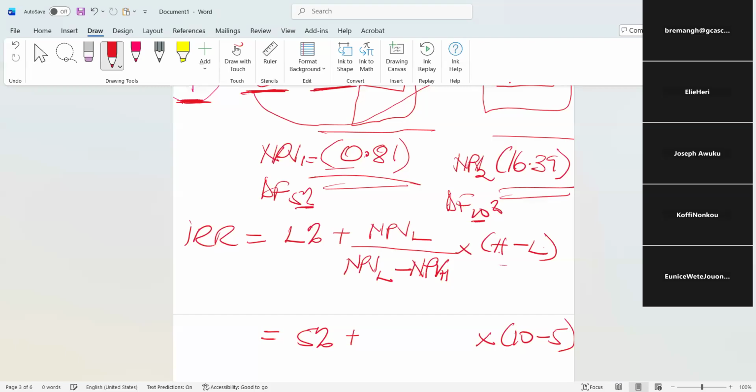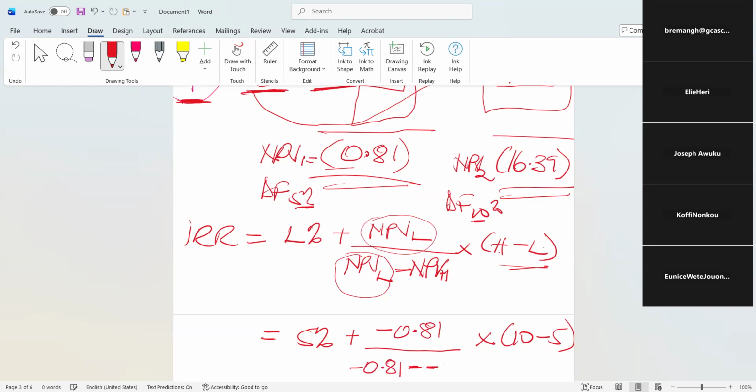I'm doing this side, then I'm going to do what is in the middle. What is in the middle is the NPV of the lower rate. So where is the NPV of the lower rate? It is negative 0.81. Then this also is talking about the NPV of the lower rate, so also negative 0.81, minus. And what we are going to subtract is also minus again.